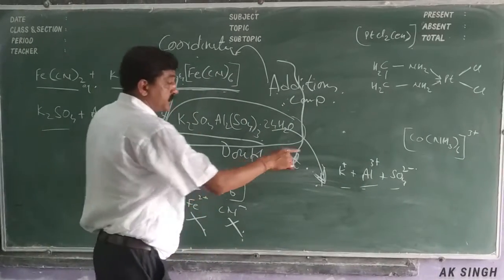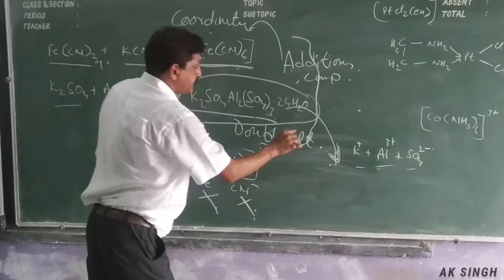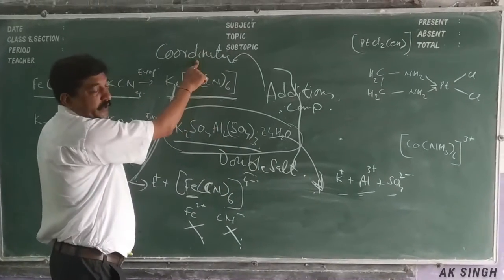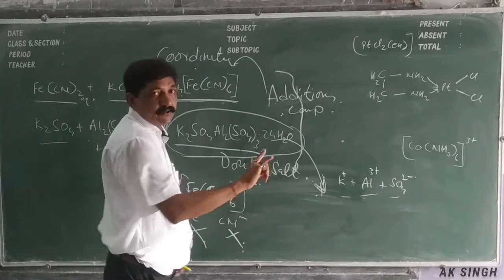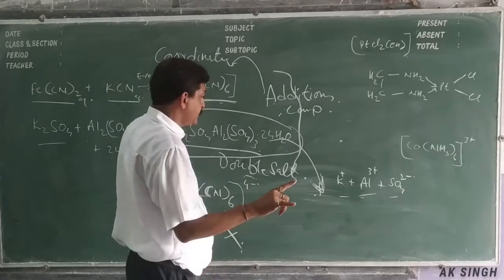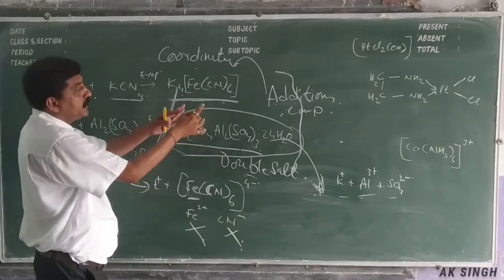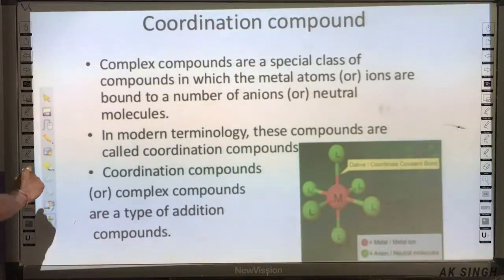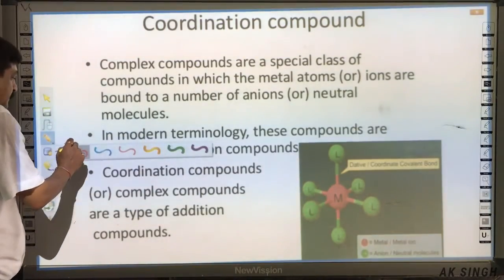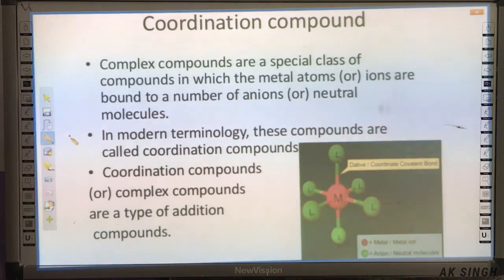Therefore, this makes double salt different from the coordinate compound. In this double salt, there is no coordinate bond formation. Here, there is a coordinate bond formation. So this makes it different. Now come to the topic again.